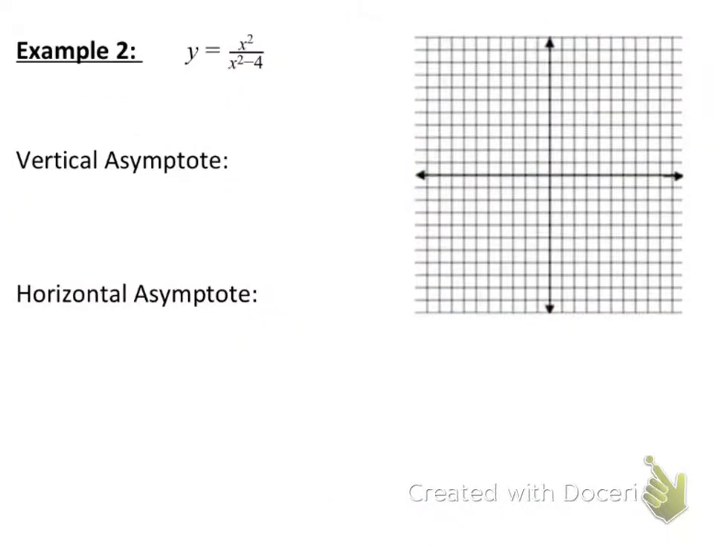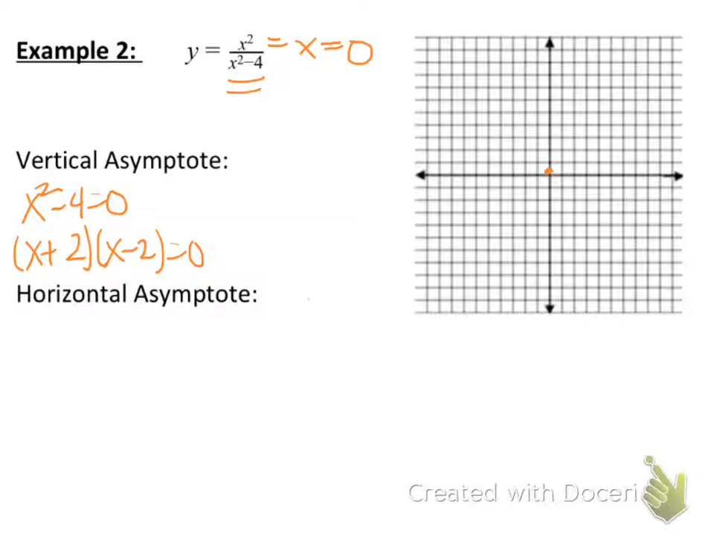Alright, let's take a look at this next example. Again, let's set the numerator equal to 0. So if we set x squared equal to 0, we're going to get x equals 0, so we can plot that point. To find our vertical asymptote, that's where our graph is undefined, so we're going to take the x squared minus 4 and set that equal to 0. We can factor it or solve that and get x equals negative 2 and positive 2. So those are 2 vertical lines that we can graph.